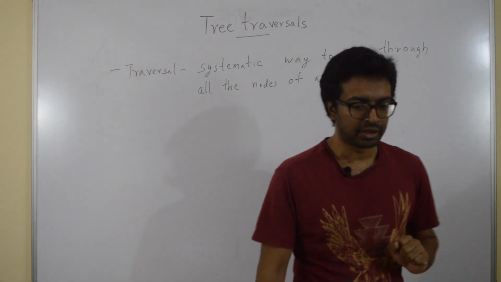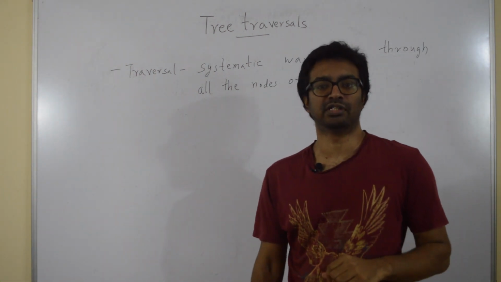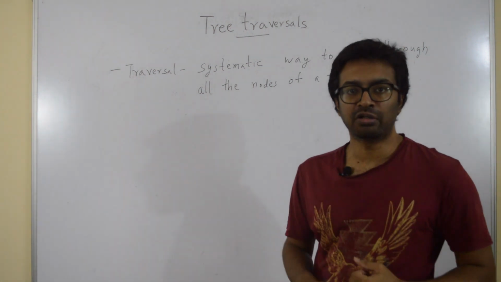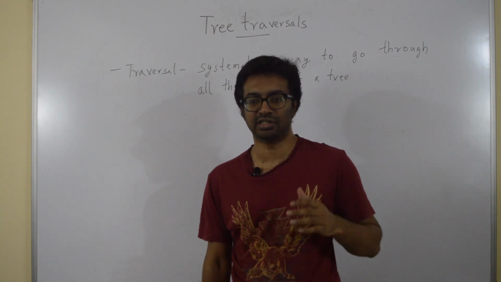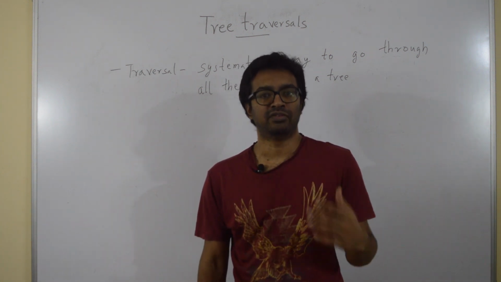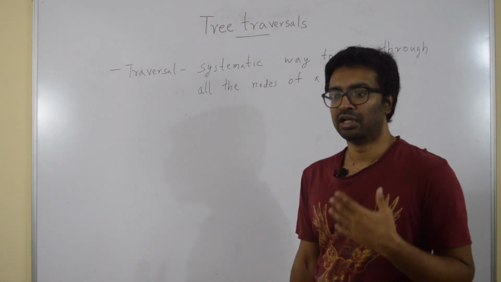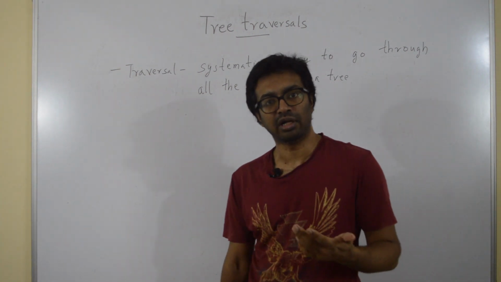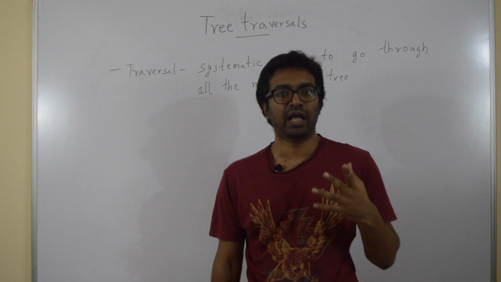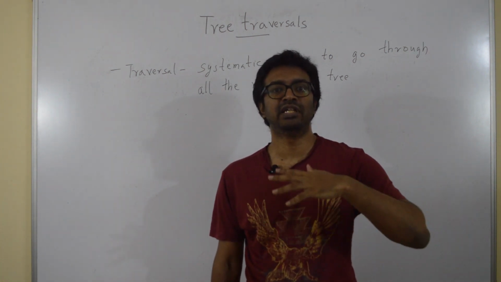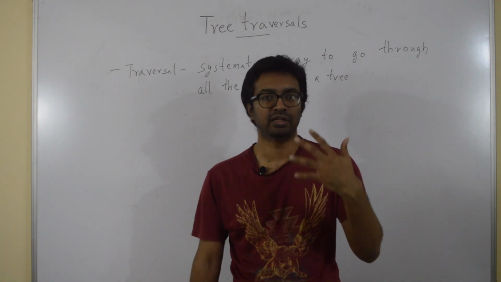Okay, fine. So we will see three kinds of tree traversals. One is called pre-order tree traversal, then post-order tree traversal, and in-order tree traversal. These are the three traversals we are going to look at. First, pre-order traversal. I'll show you an example tree of integers, and we will see how the pre-order traversal is going to go through all the nodes of that particular tree.